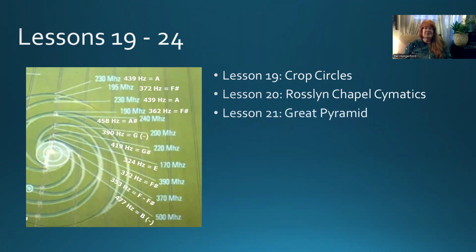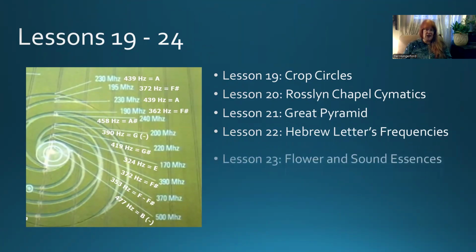Lesson 21, the frequencies of the Great Pyramid. And there are many. Did you know that the Hebrew letters, this is lesson 22, actually have musical frequencies? And they're related to the musical harmonic series. What are the odds of that?